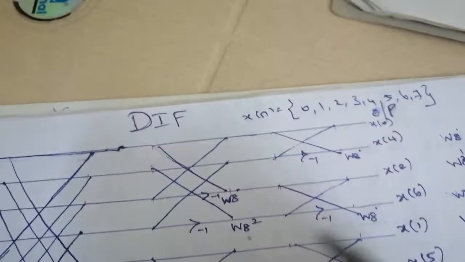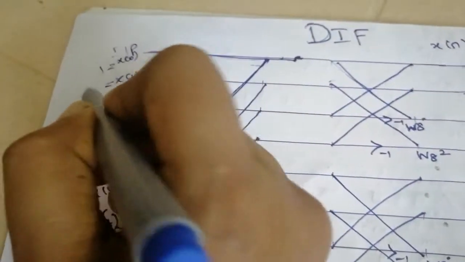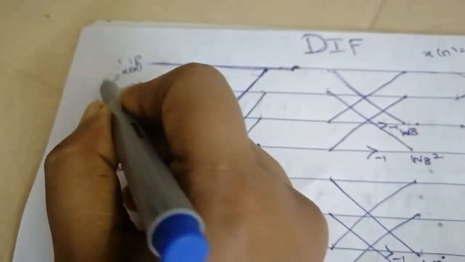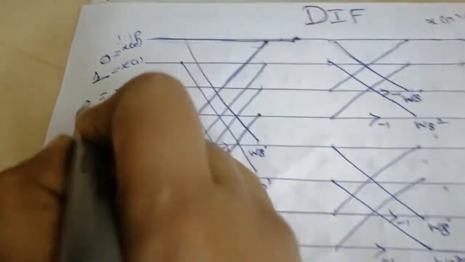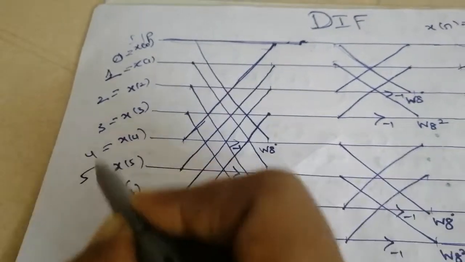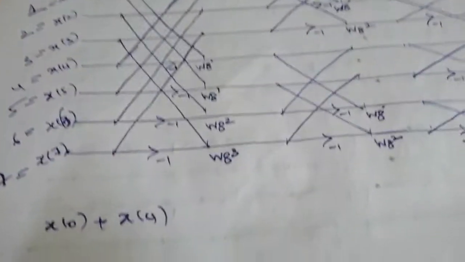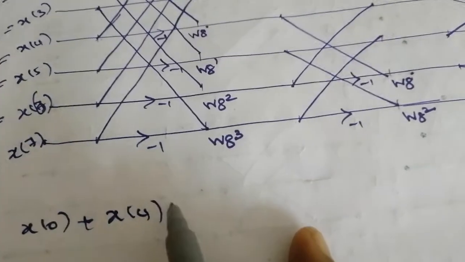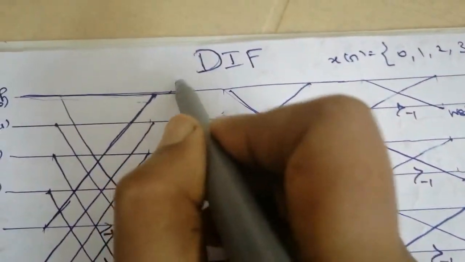So now to write this input value for this order: x of 0 value is 0, x of 1 value is 1, x of 2 value is 2, 3 value is 3, 4 value is 4, 5 value is 5, 6 value is 6, 7 value is 7. These values are given in that question, right? So x of 0 value is 0 plus x of 4 value is 4. So the answer is 4.